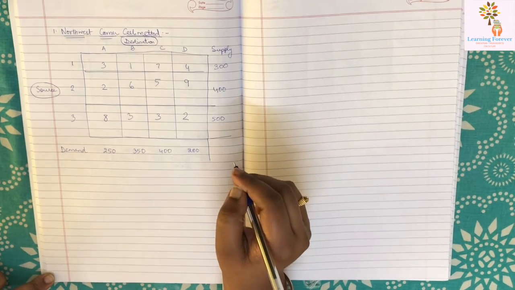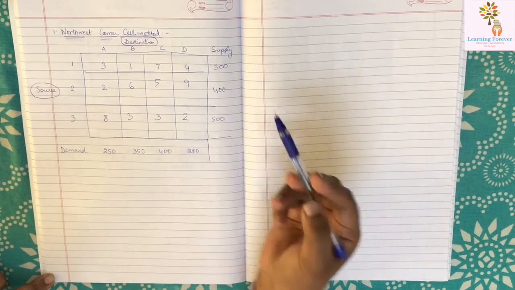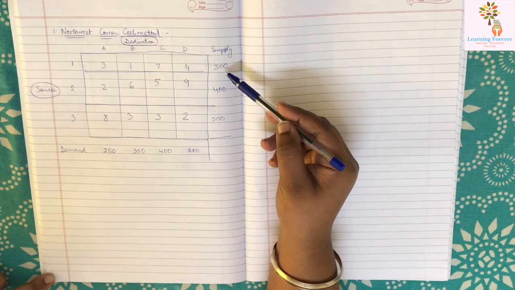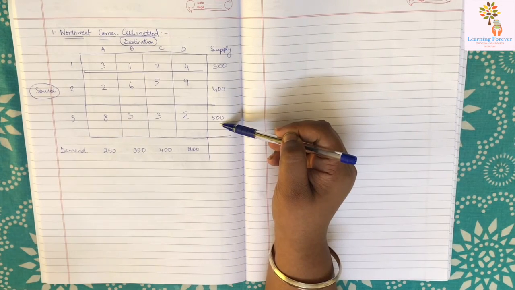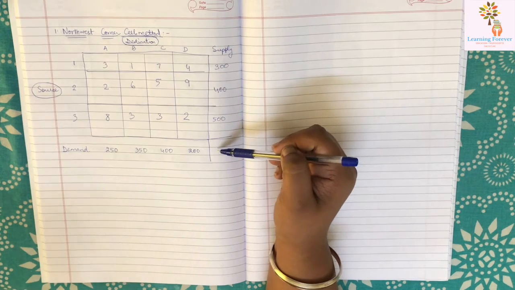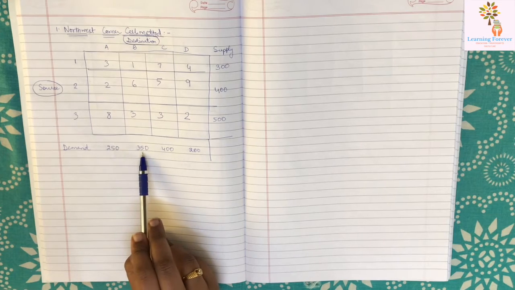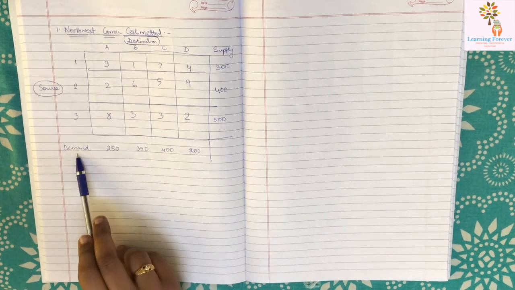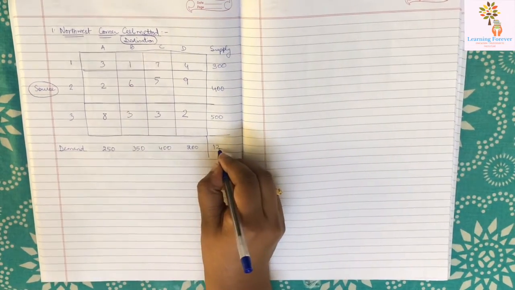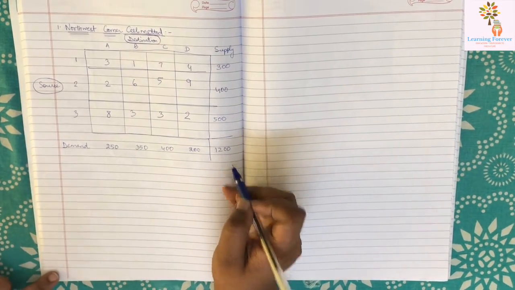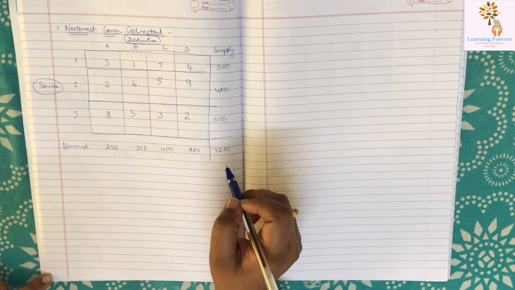To do that, we will add the demand and the supply sides. On the supply side, we have 300, 400 and 500, which is 1200. On the demand side, we have 250, 350, 400 and 200. If we add all these together, we will get 1200. So this is a balanced transportation problem, and we can proceed with this now.